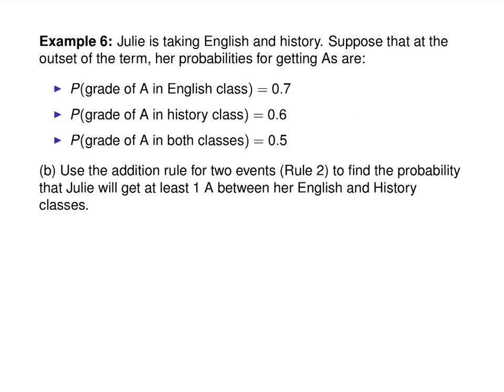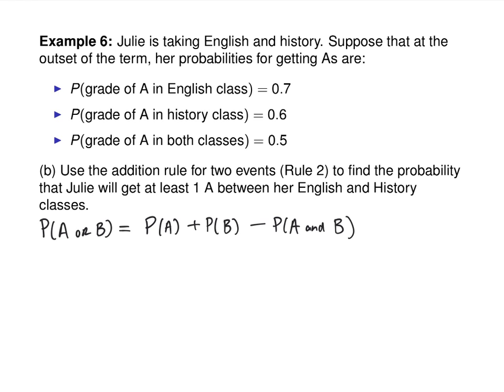All right, use the addition rule for events, rule 2, to find the probability that Julie will get at least one A between her English and history classes. So an A in English, A in history, or both. So that's P of A or B, right? So what's the formula we use for that? Minus P of A and B. Great. P of A plus P of B minus P of A and B.